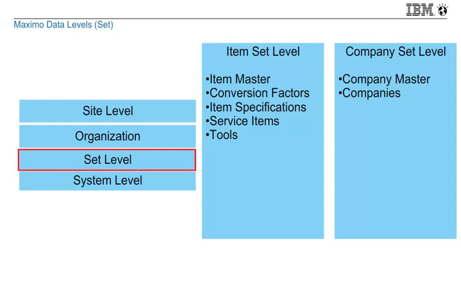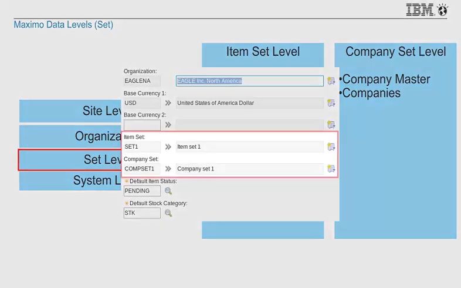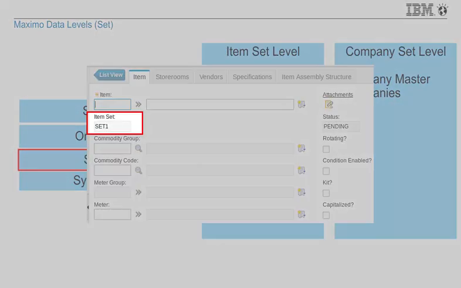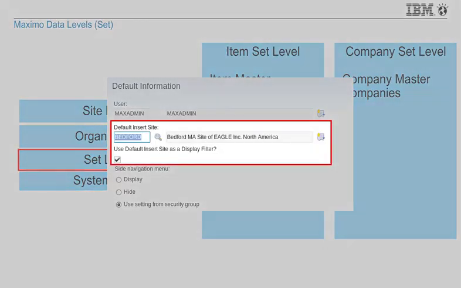The next level of data is the set level. There are 2 types of sets: a company set and an item set. Every organization must have one of each, and they cannot be changed. When an item, tool, or company record is created, they are automatically associated to the appropriate set. This association is made through the user's default insert site.